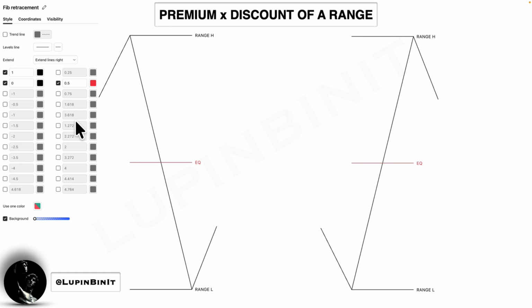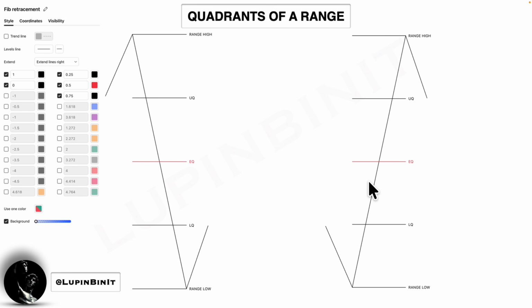And then these would be the settings in relation to the Fibonacci tool. So 1 and 0 would be your range high, range low, and then the 0.5 would be your equilibrium. And quite literally the exact same for this bullish range right here. And then quadrants of a range can automatically take an acknowledgement to the fact that it is rather similar to identifying a premium and discount of a range.